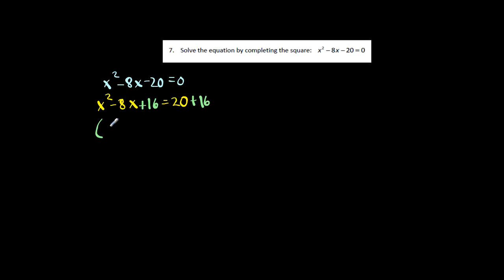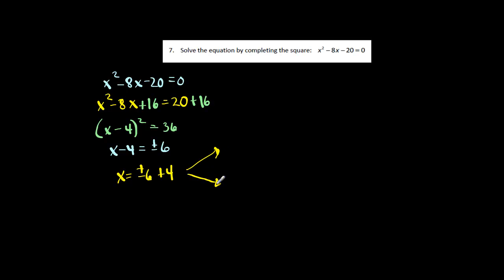This is now a perfect squared trinomial. It's x minus 4 squared equals 36. Then we take the square root of both sides, so we have x minus 4 equals the square root of 36, which is positive or negative 6. So I add 4 to this side, and this will give me 2 roots. Positive 6 plus 4 is 10. Negative 6 plus 4 is negative 2. So those are my solutions.